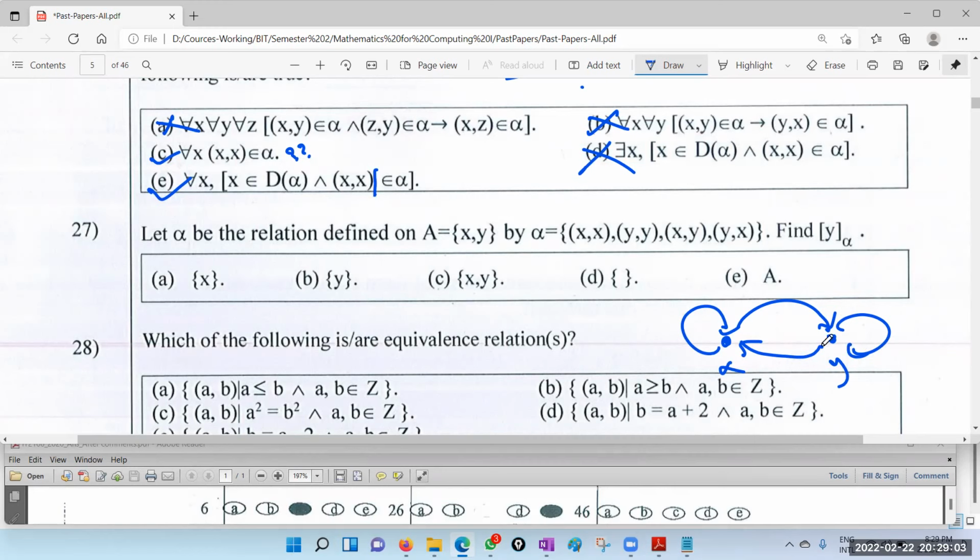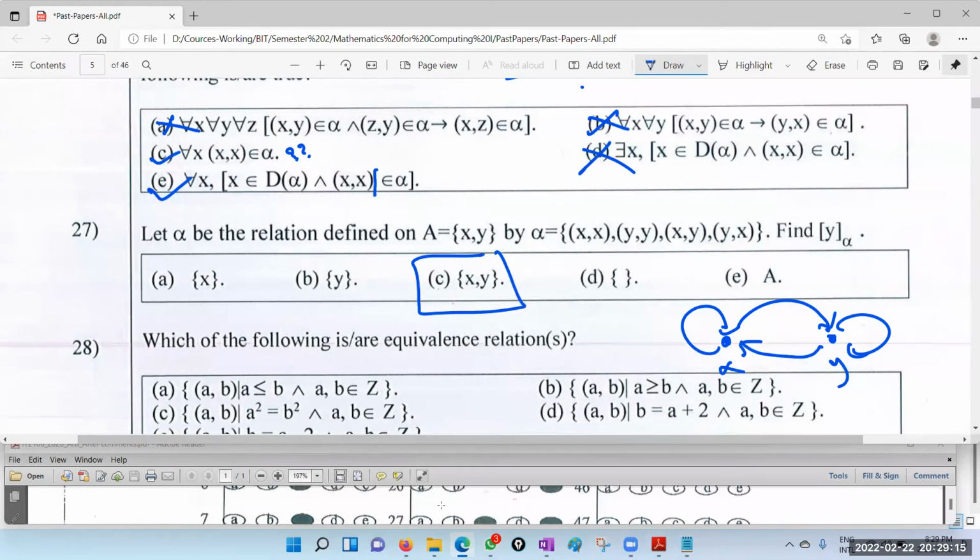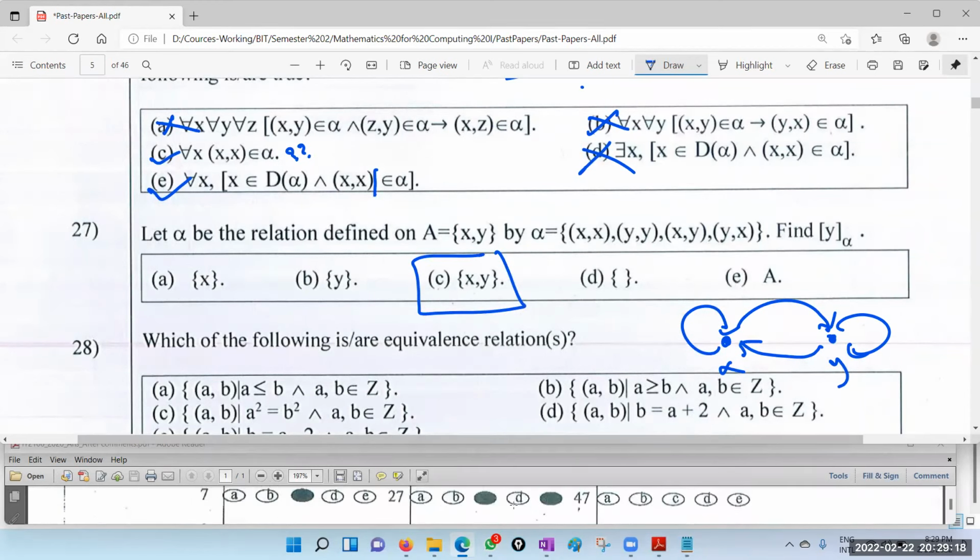From y to y and y to x. So therefore x and y, right? X and y. Y to y, y to x. So answer must be C. C. E also.